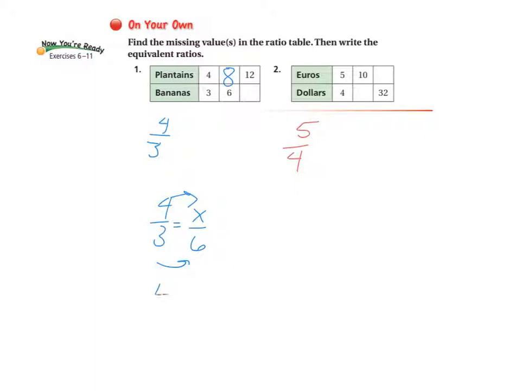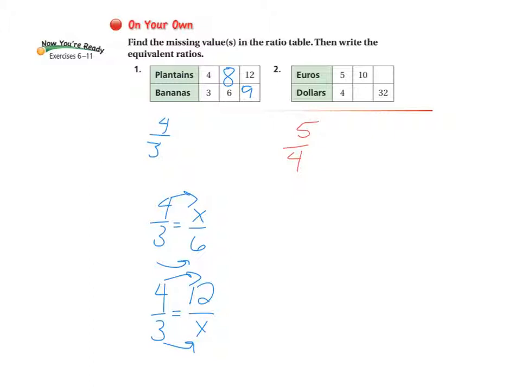Again, my ratio that I want to be equivalent to is 4 over 3 is equal to 12 over blank. So again, whatever I do to 4 to get to 12, I have to do to 3 as well. When I take 3 times 3, I get 9. So 8 should be the top middle, 9 should be the bottom right.